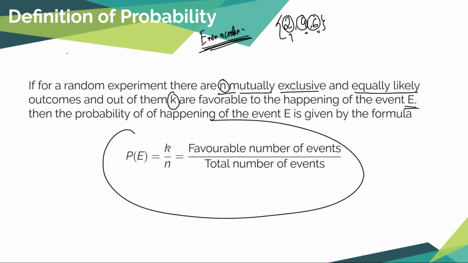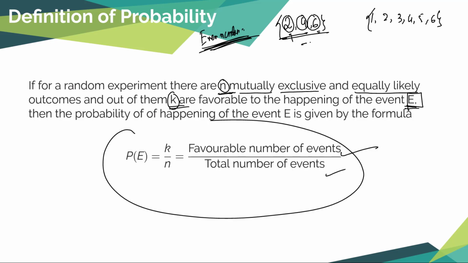So in this experiment, we are making a generic statement. We have n possible outcomes, and in that example, we have 1, 2, 3, 4, 5 and 6 possible outcomes, and 3 out of them are favorable for even numbers. So we are generalizing it. That means n mutually exclusive and equally likely outcomes, and out of them k are favorable for the event E, right? Then the probability of E is given by favorable number of events divided by total number of events, right?